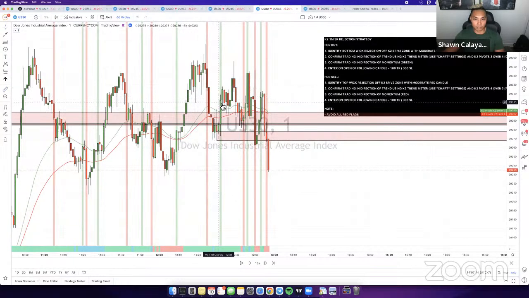But I think we have one entry right here. Actually, this candle might be a little too big. Yeah, the candle's a little too big, so that wouldn't fit the criteria. Let me see this real quick.